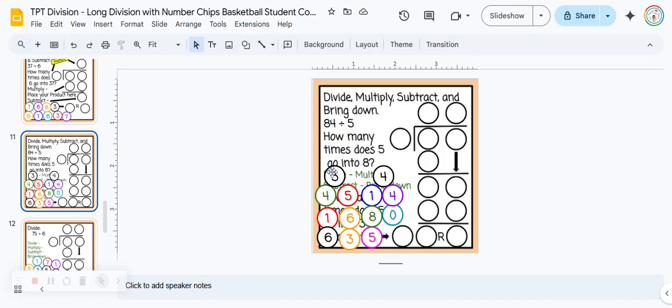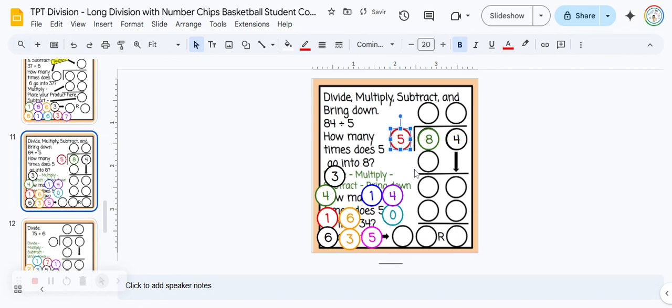Now on slide 11, they're going to go to the next step, which is bring down. So 84 divided by 5. They know where to place the numbers. They're going to divide first. 5 goes into 8 1 time. Multiply. 1 times 5 is 5. Third step is subtract. They're going to bring down the 4. And they're going to start all over again with the 4 steps.